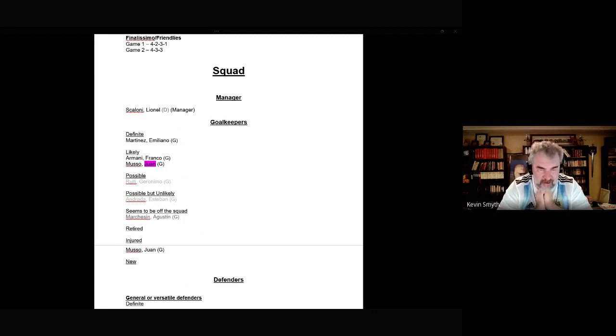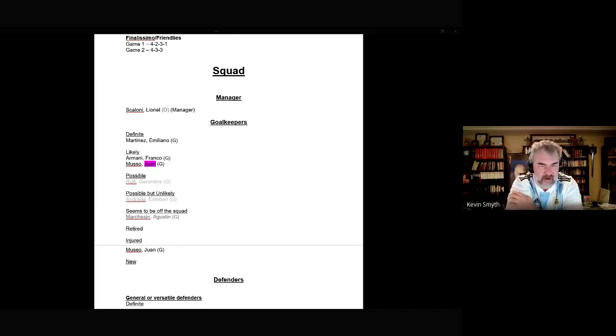Augustin Marchisen last appeared for the squad in the 2021 Copa America. So he was actually on the bench both in 2019 and in 2021, but never managed to get onto the field. So he's off the team now.